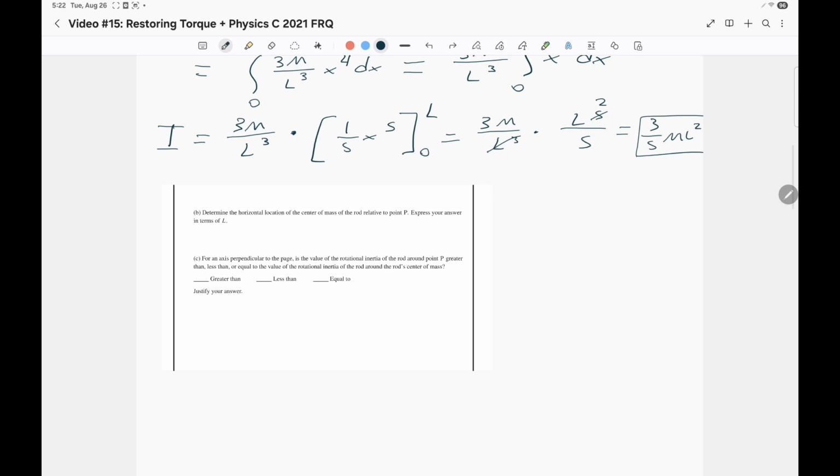Okay, determine the horizontal location of the center of mass of the rod relative to point P. Express your answer in terms of L. Oh, that's important. Okay, express your answer in terms of L. So not like R or X or whatever. Don't know why you would do that anyway, but horizontal location. Okay, yeah, obviously, right? When I find the vertical location, we don't have anything to work with there.